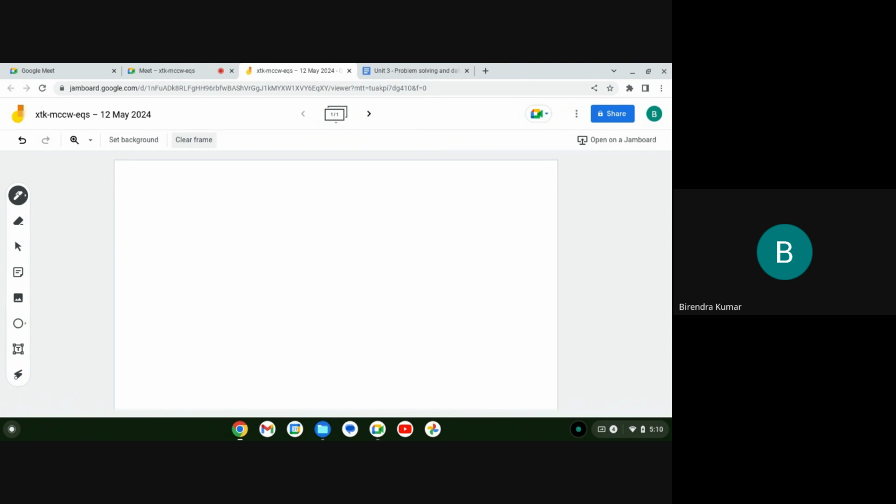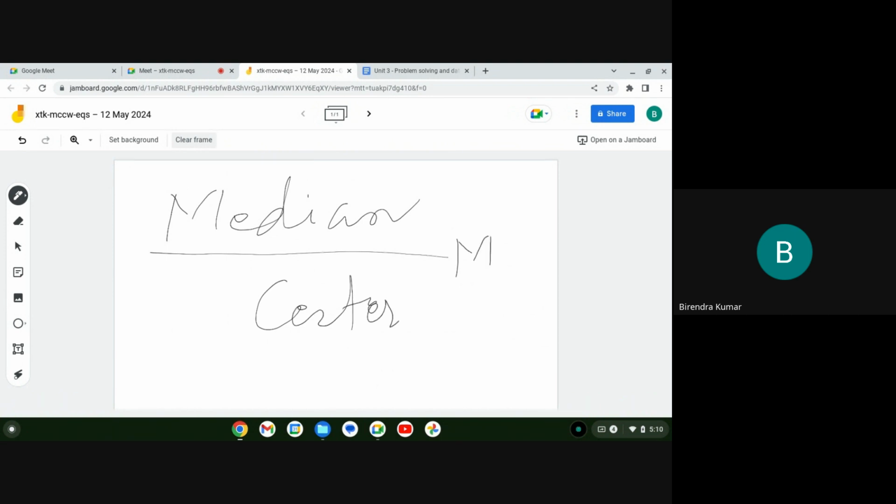Mean is nothing but the average. Done. Now comes the median. Okay, before I go further, when I started, I said that there's something called center. And as part of that, we talk about mean, median, and mode.